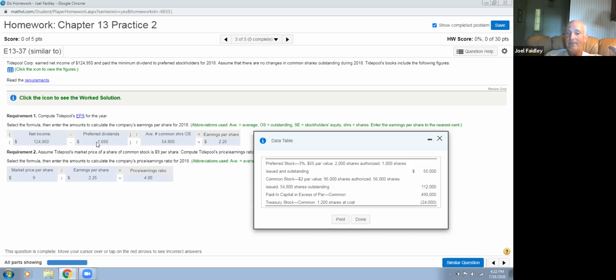So 124,950 minus 1650, and that's up here at the top. 124,950 is my net income. You won't find net income on your stockholders' equity. Preferred dividends, 3%, 55,000. 3% of 55,000 is 1650, divided by 54,800. So they're saying that's the average shares outstanding for the year. Earnings per share.